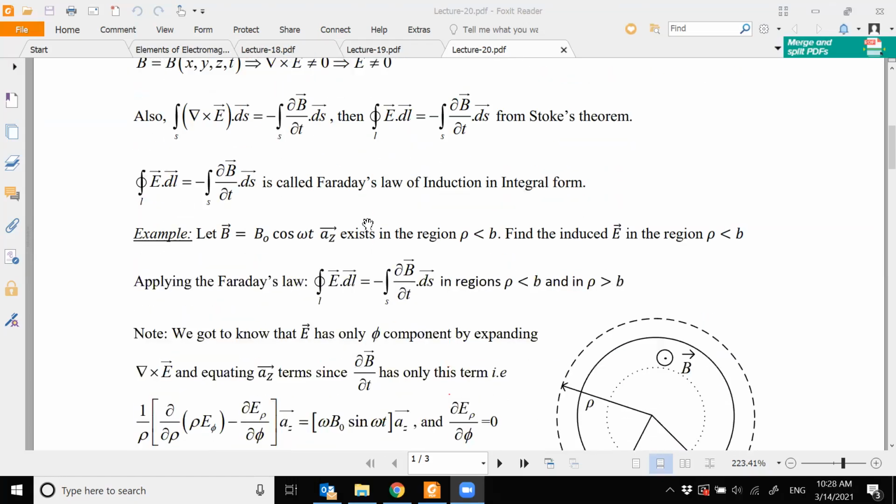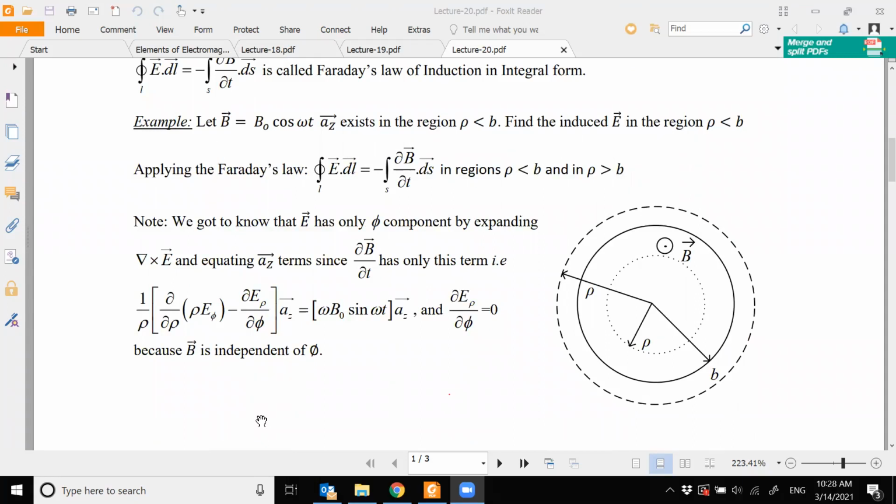Now there is a small example. In this example, we have a time-varying magnetic flux density B bar, which is B naught cosine omega t times a_z, where B naught is some constant. This exists in the region rho less than b, in cylindrical coordinates. I'm putting a dot here because it is cosine, but we know that with time it becomes positive and negative. It will fluctuate according to this frequency.